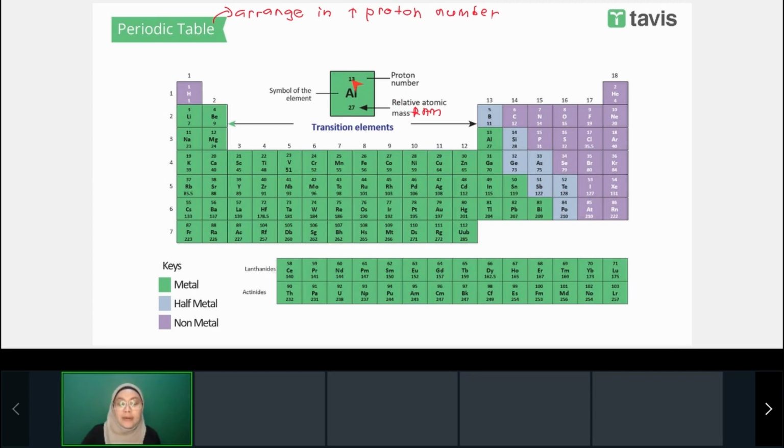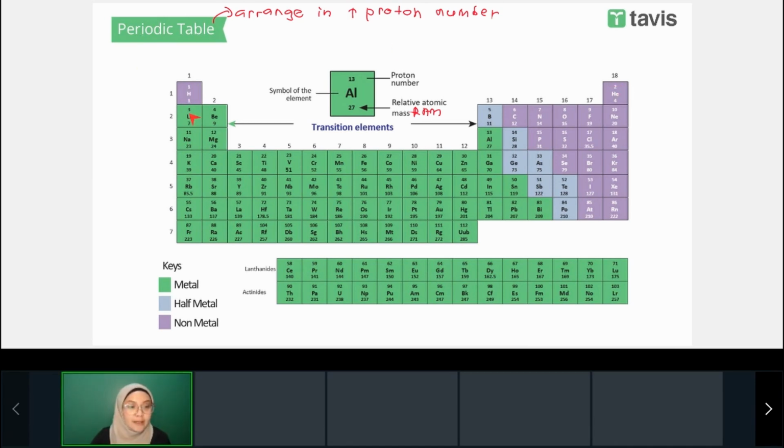The smaller number indicates the proton number. Why did I say that the periodic table is arranged in increasing number of protons? You can see the first element is hydrogen. It only has one proton. The second element, helium, has two protons. We arrange it 1, 2.